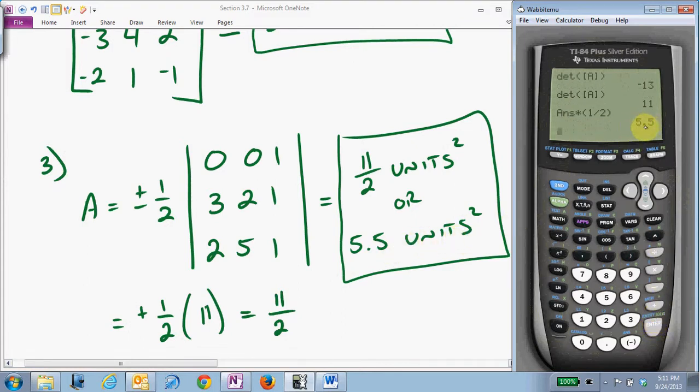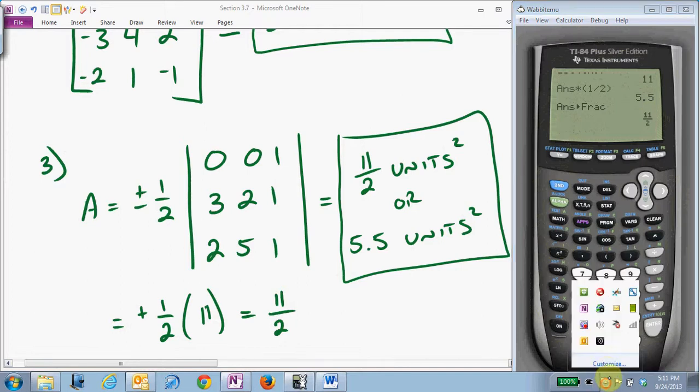You want to change that decimal to a fraction. Calculator will do that too. You hit the math button. The first option is fraction, so I hit math. It should say answer frac, so it's going to turn my answer of 5.5 into a fraction, which is 11 halves. So 11 halves square units, or 5.5 square units. Quick check. You can feel comfortable that you got that one correct. So that's how the calculator can help you.